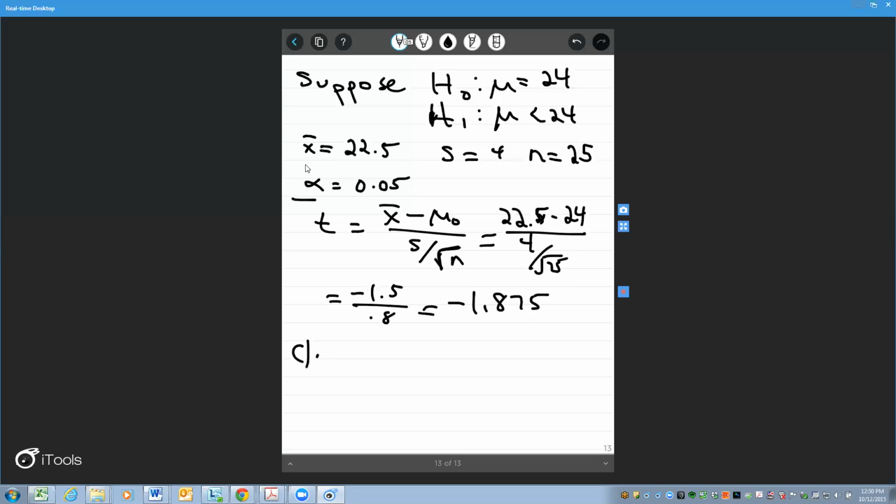With the classical approach, we'll come up with a critical value. Because this is a one-sided test, all of my error will go down in the left-hand tail. So in my t table, I'm going to look in the 0.05 column. Since n was 25, my degrees of freedom is 24, so I'm going to look in the 24 row, under the 0.05 column.